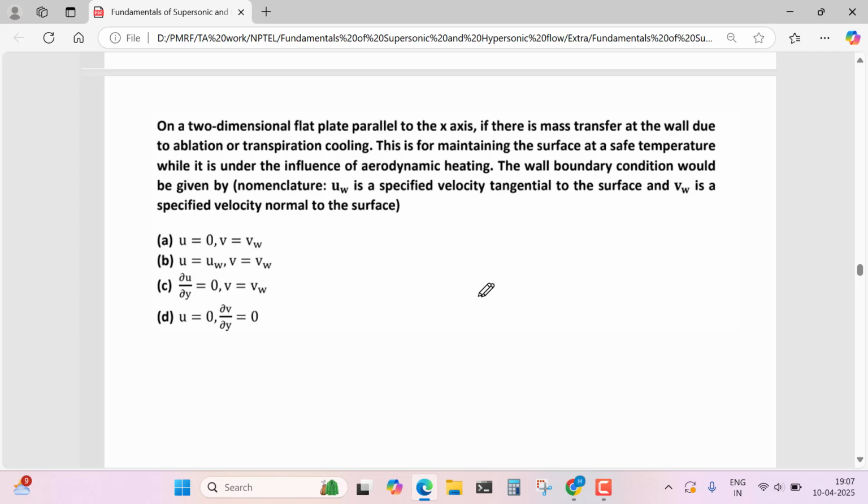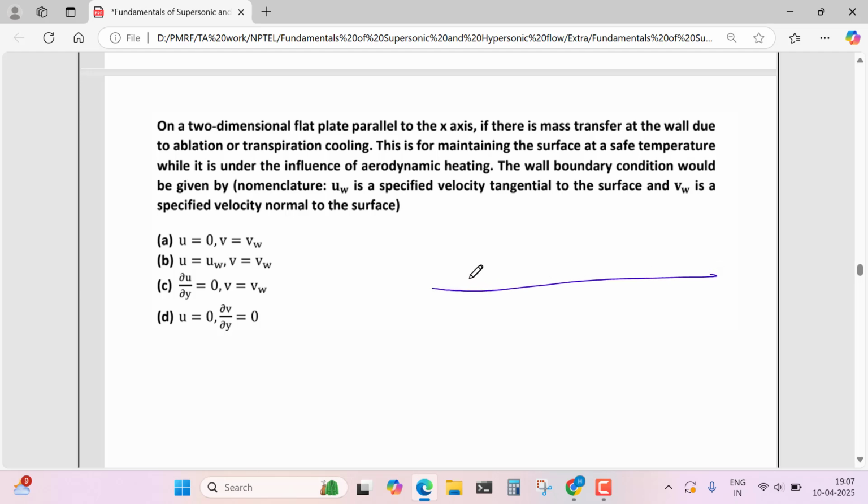Okay, so in this problem there is one flat plate, and normal to this flat plate mass transfer is happening due to the ablation or transpiration cooling. So the normal velocity is VW. For the wall boundary condition, what should it be? We know that this is the x direction, this is the y direction. So V velocity will be VW due to this cooling. This is true, so option D is already wrong.